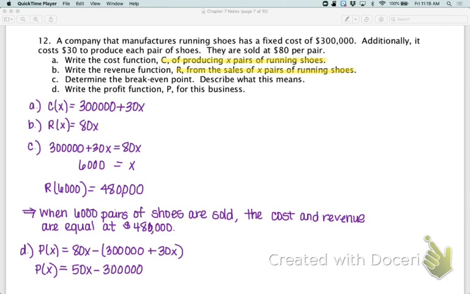So again, this is just a sampling of some different applications of systems of equations. There's a whole lot, but these are just some of the big ones that I thought you might encounter at some point. So that's it for systems in two variables.